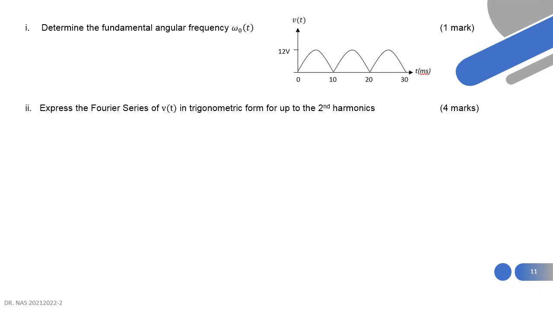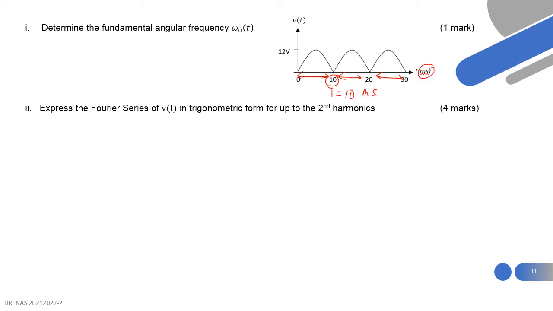Okay, the first question asks you to determine the fundamental angular frequency omega naught for the given signal Vt. So Fourier series basically representing the periodic signal. So from this figure for the given signal, this is the fundamental shape in which it repeats itself multiple times. Okay, so from here you know that the fundamental period is T equal to 10, don't forget the unit, millisecond.